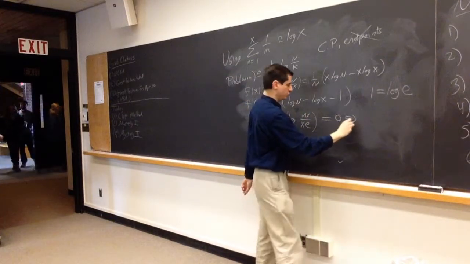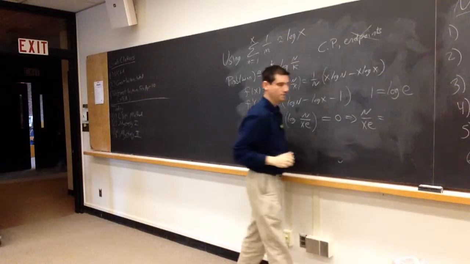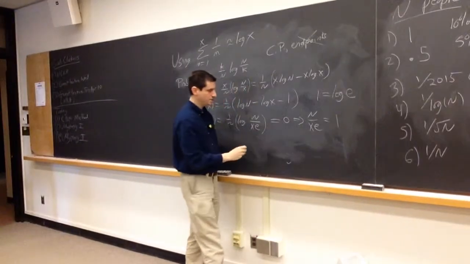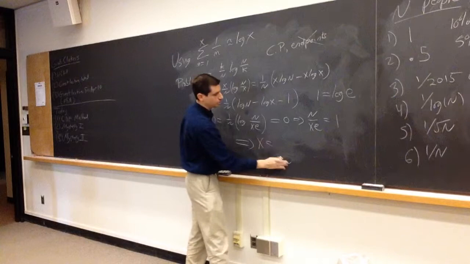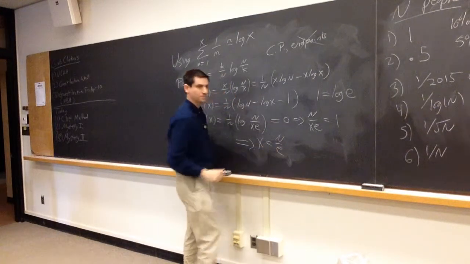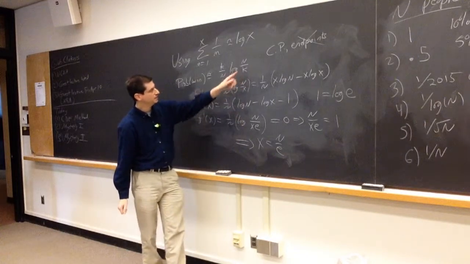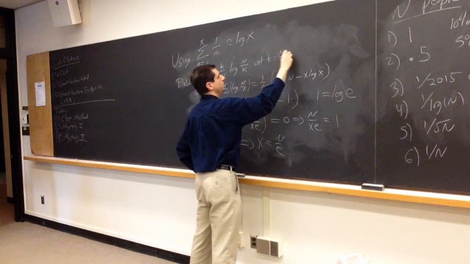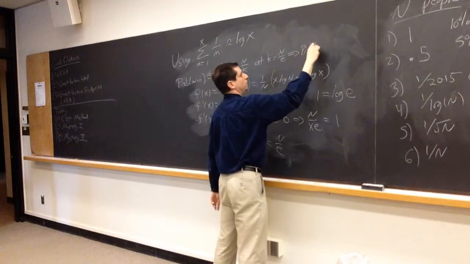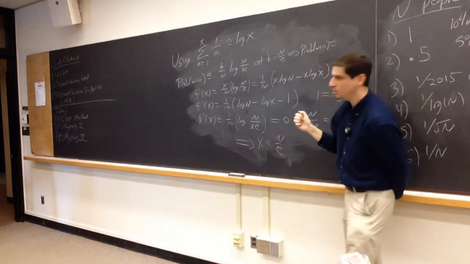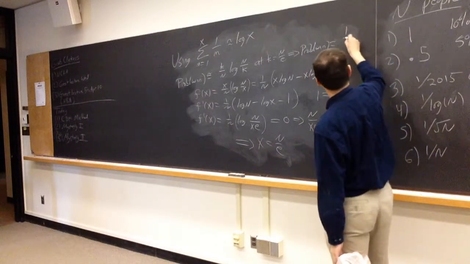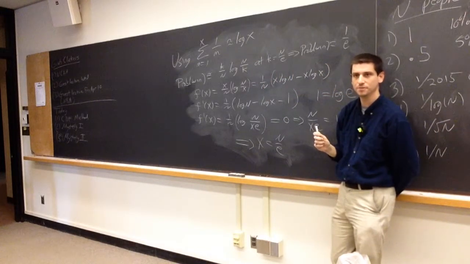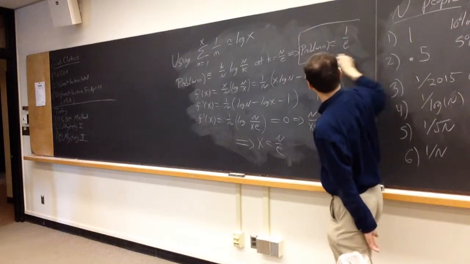And we want this to equal 0, so that tells us n over xe has to equal one. The log of one is zero. That tells us that x, our critical value, is equal to n over e. And when we plug that in at k equals n over e, this gives us the probability of a win. So if k is n over e and we're dividing by n, that gives us a 1 over e. And then n divided by k is just going to become e. The log of e is 1. The probability of a win is 1 over e.